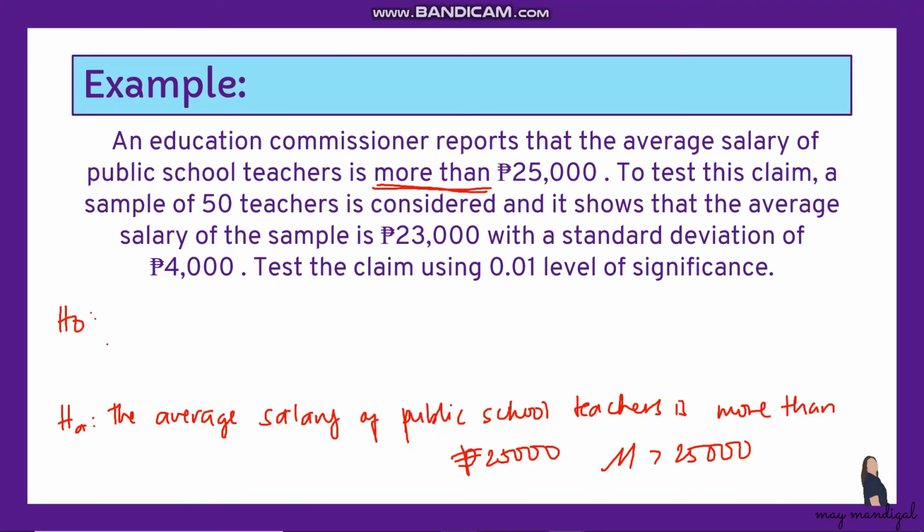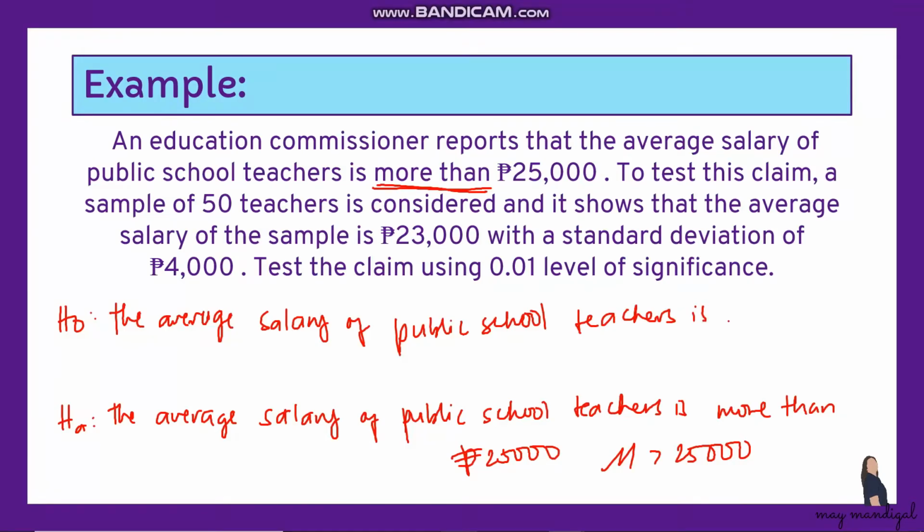How about our null hypothesis? We always know that in our null hypothesis, we just put equals, or there's no difference. So the average salary of public school teachers is 25,000 pesos. Or in symbols, the mean is equal to 25,000 pesos. So that is how we're going to write our null and alternative hypothesis.